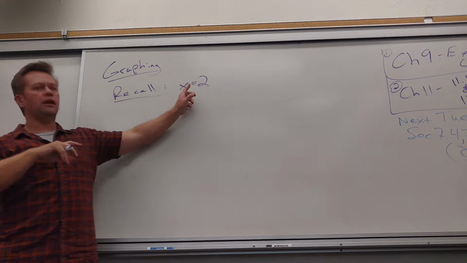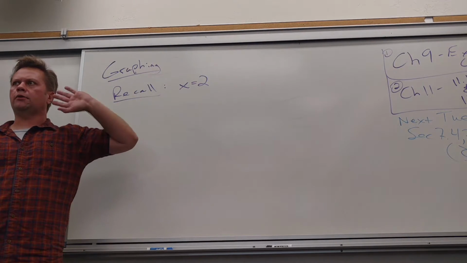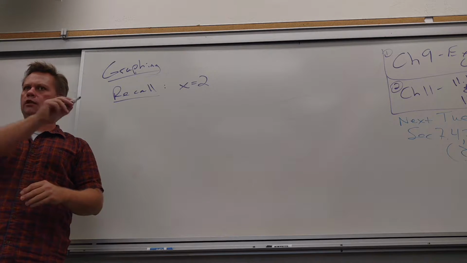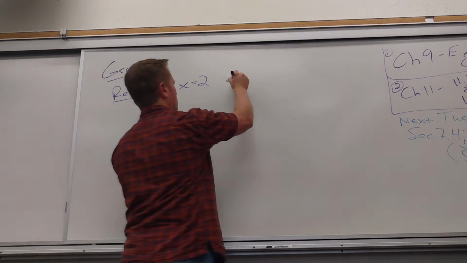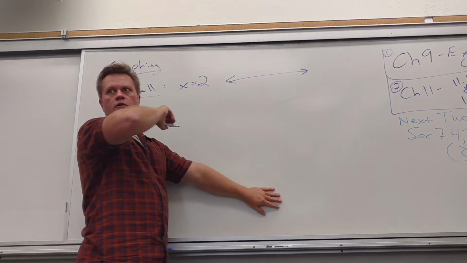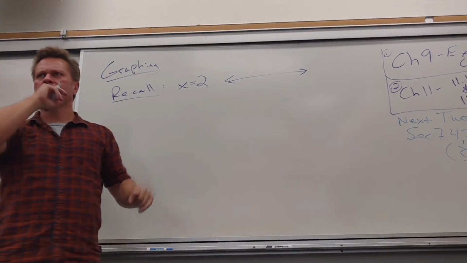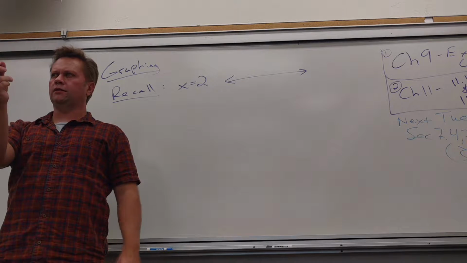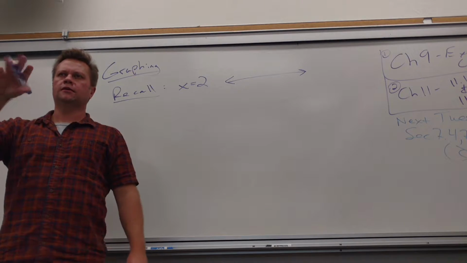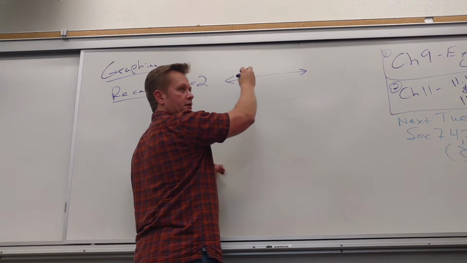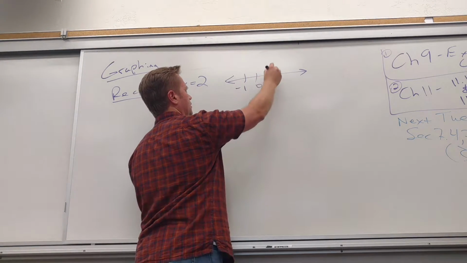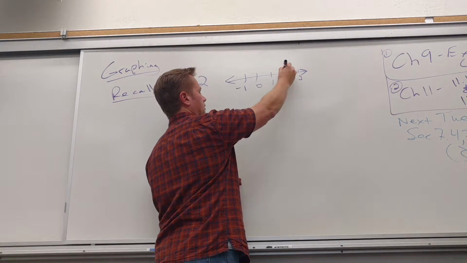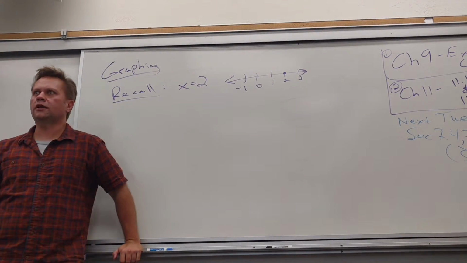So guys, help me out. How would I graph x equals 2? How would I graph just x equals 2? I just need a number line. X equals 2. How would I plot 2? There were problems like this in the homework throughout the semester. Alright. So I've got -1, 0, 1, 2, 3. I would just put a point there. It's amazing, right?